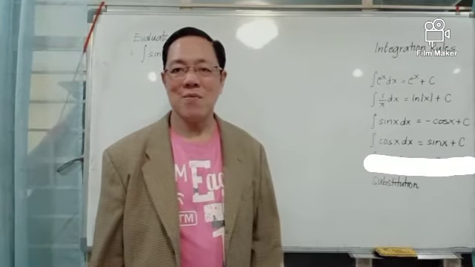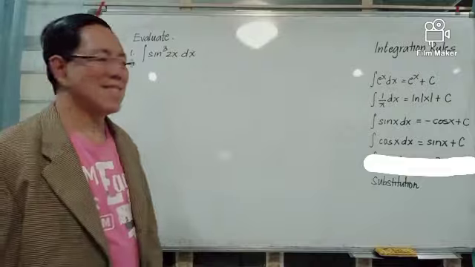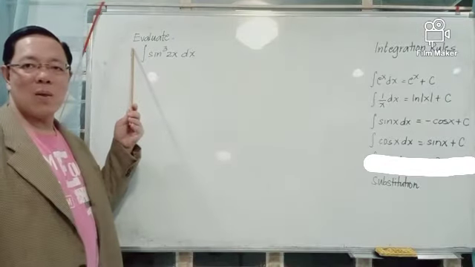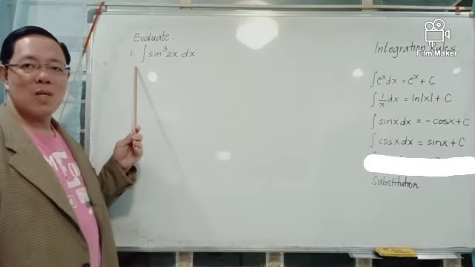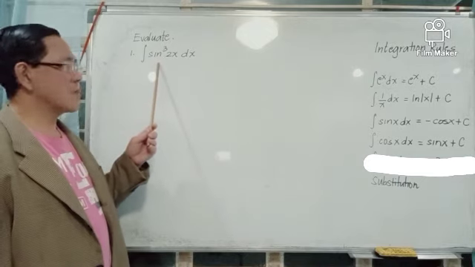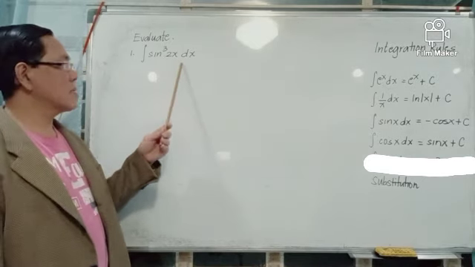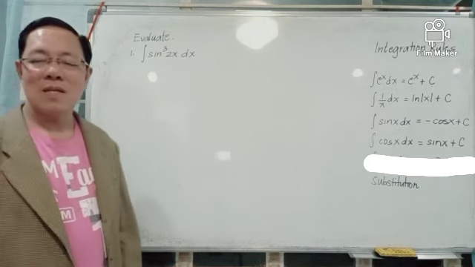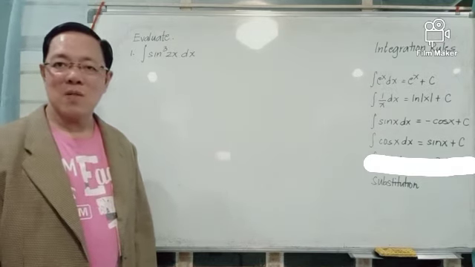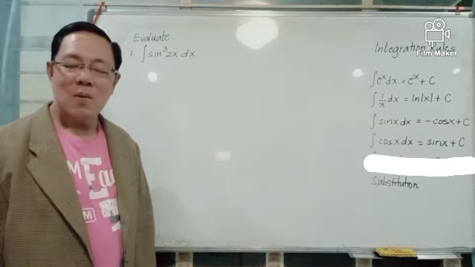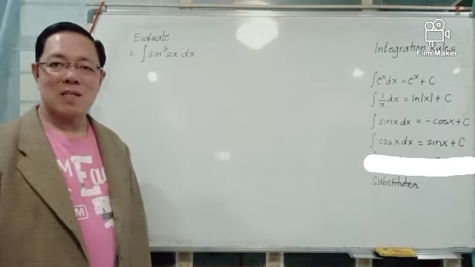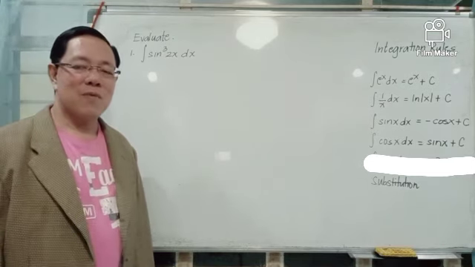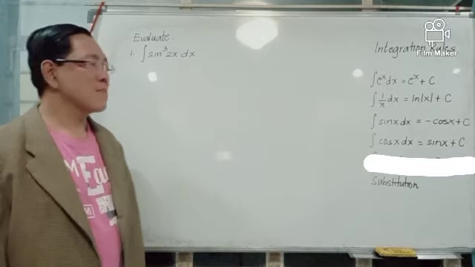Example, consider the following problem. Evaluate number 1, the integral of cube of sine 2x dx. In this problem, we will make use of one of the Pythagorean identities for the square of sine x.